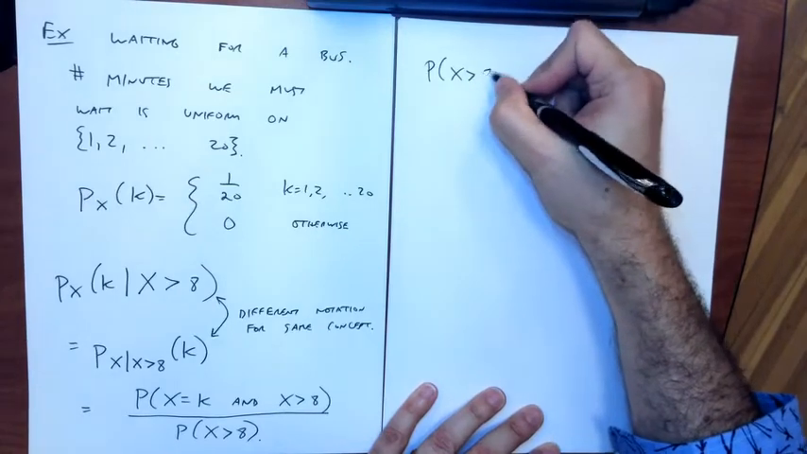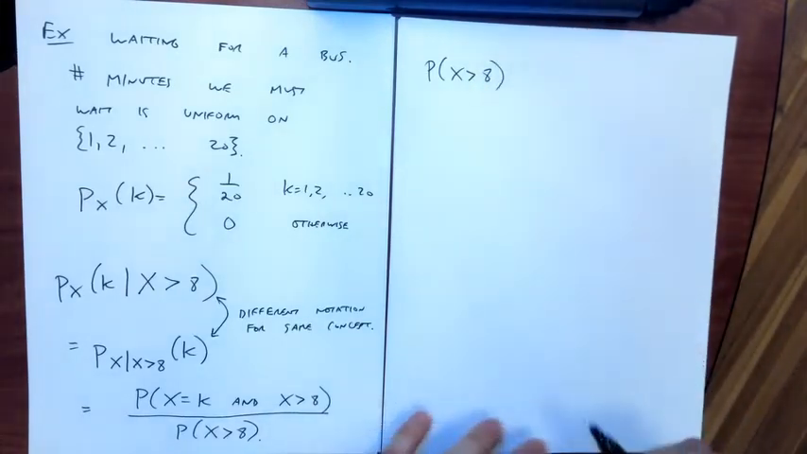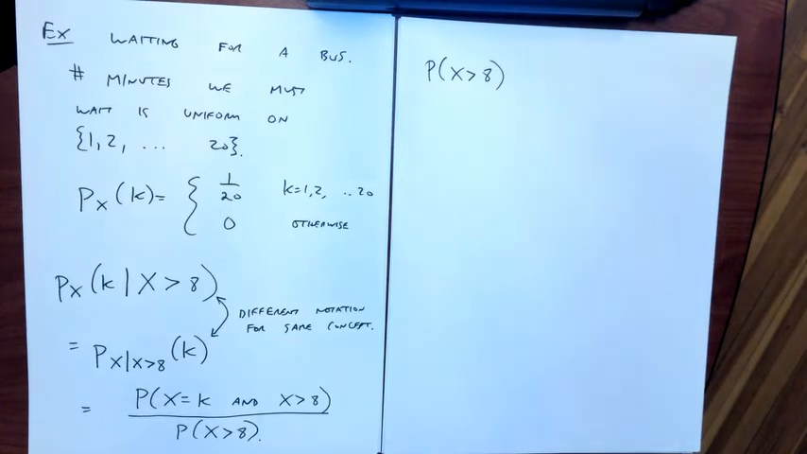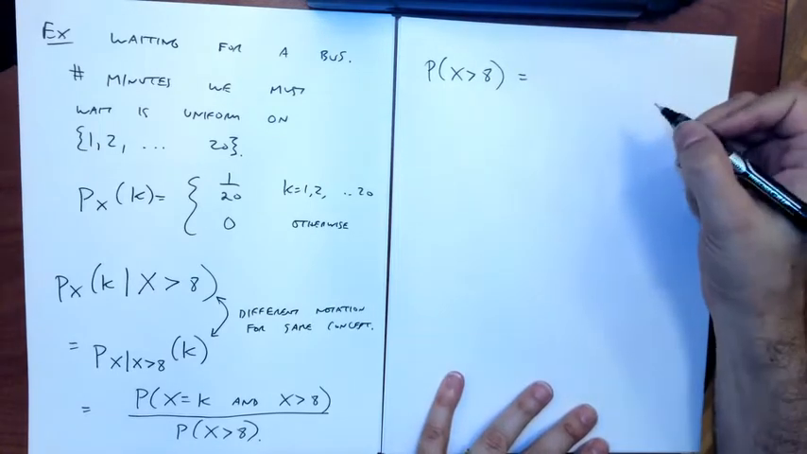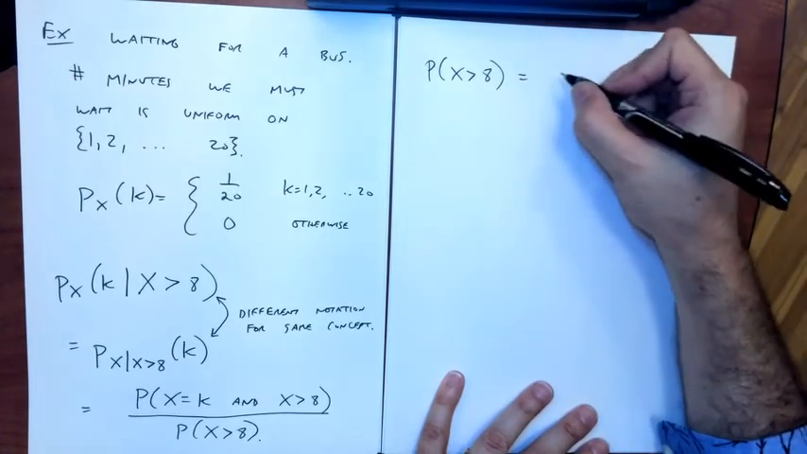First, what is the probability that x is greater than 8? Since everything is uniform, that's like saying I know I'm not in 1, 2, 3, 4, 5, 6, 7, 8. I must be in 9, 10, 11, and so on. So that probability is 12 over 20.